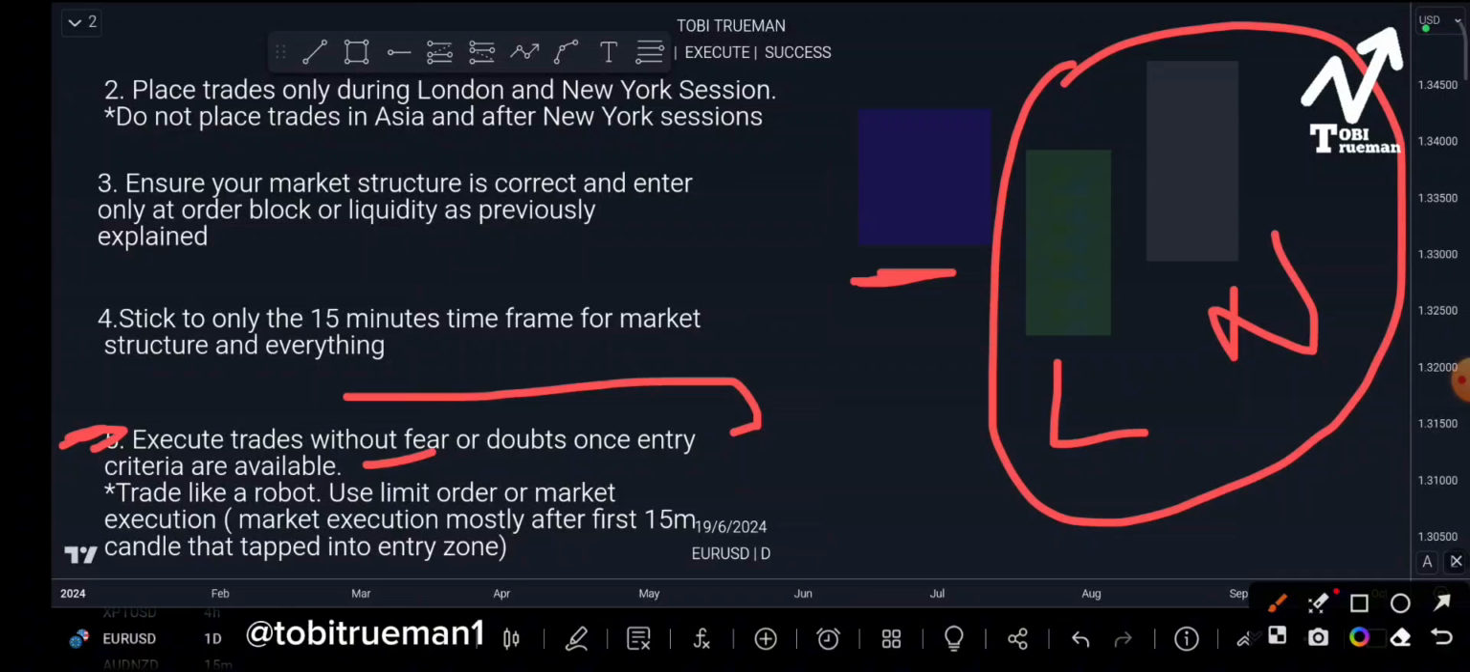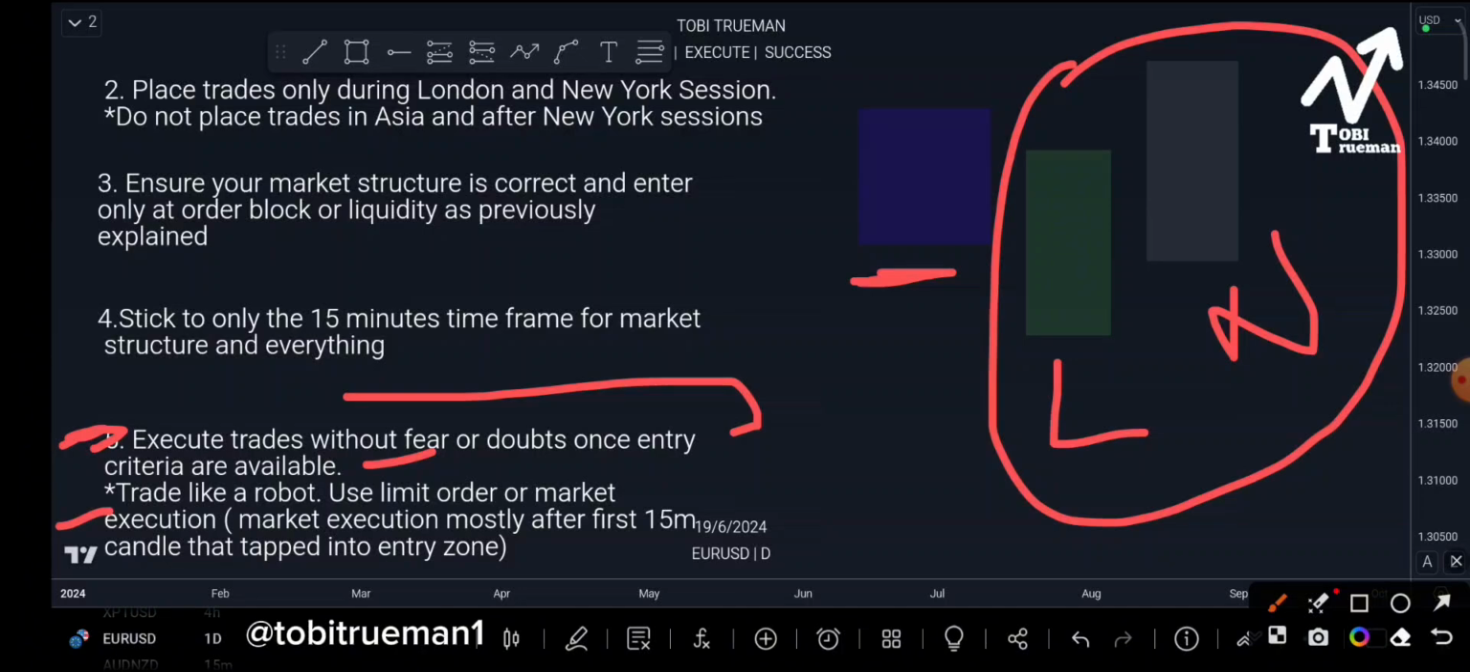Now, trade like a robot. When a robot sees a signal and everything that has been programmed for it to do, it will just take it and do it without thinking twice. That is the best way to trade, because we have put our risk management and parameters, everything in place, that if we lose this trade, there's another opportunity for us to win even more trades. Those things can boost your confidence.